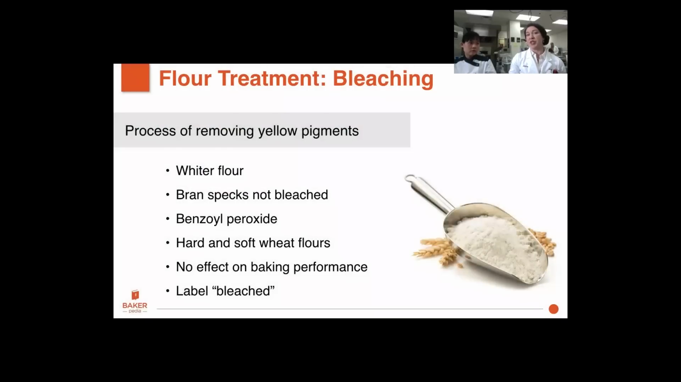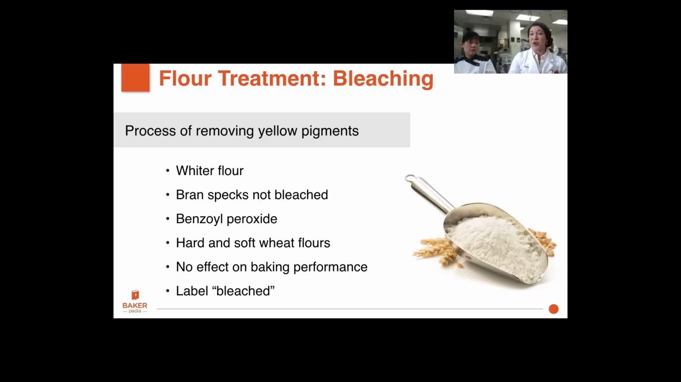So let's start with bleaching. It's probably one of the most common flour treatments that you're likely to encounter. And all it is is the process of removing yellow pigments from your flour. Wheat naturally contains carotenoids that give a yellow color to the flour, and in a lot of products and in a lot of countries, that's not really desirable. So we use a bleaching process to remove or mute those yellow pigments, so you get a whiter, brighter flour.